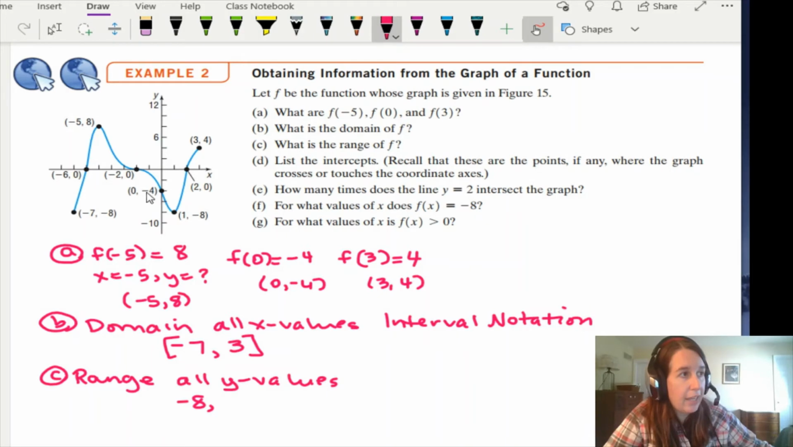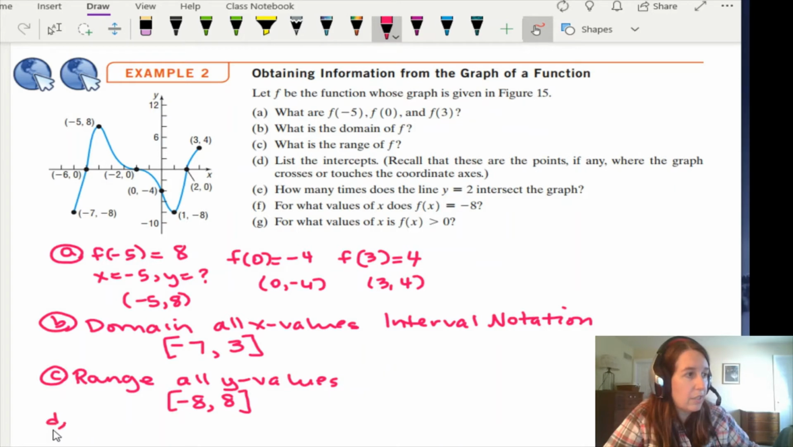And then it has a bunch of y values throughout here. It doesn't really end at 4 because the y's keep going continuously up to 8. So 8 is the highest point, and we're going to use a bracket and a bracket because we have filled in dots there. All right.